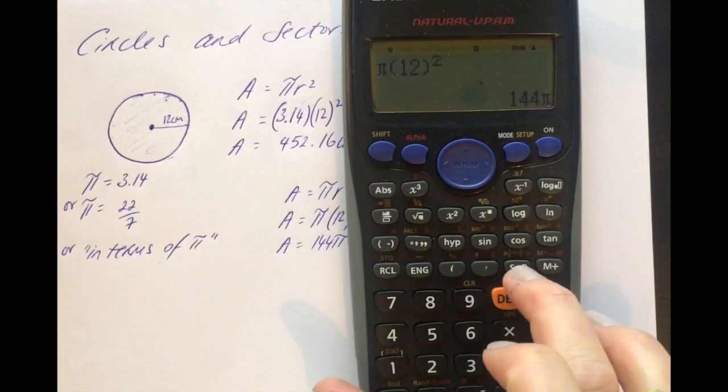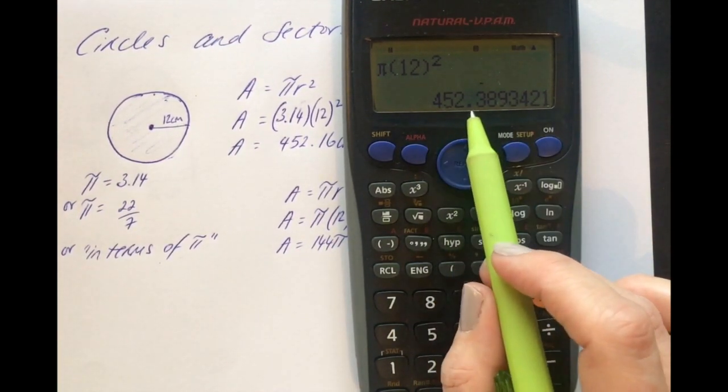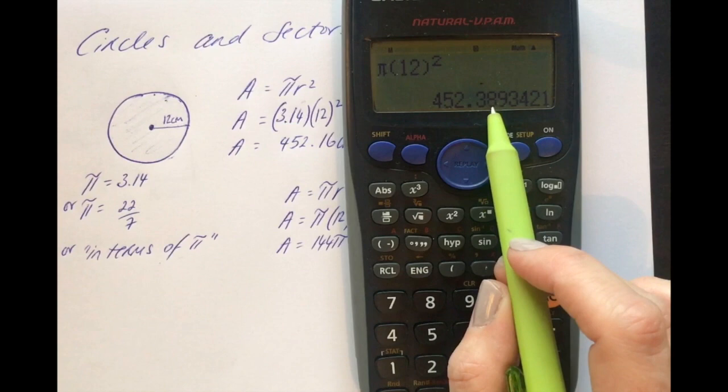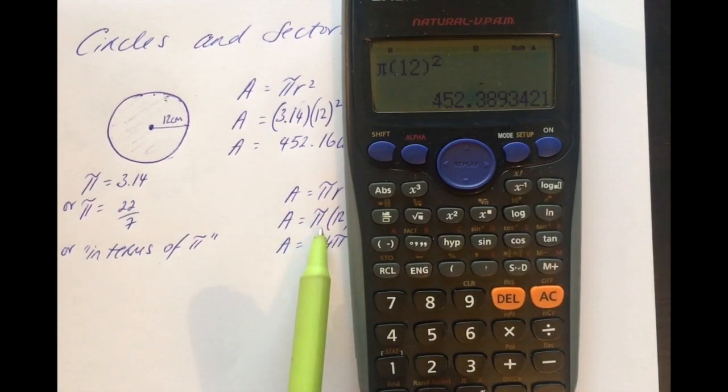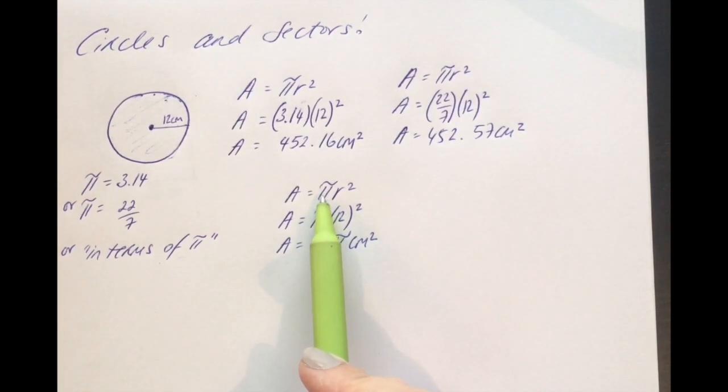And it is close to what I have already. If I press the S to D button, you'll see that it is equivalent to 452 point, and again slightly different on the decimal places because it's another approximation. Pi is the closest one. All right, that's going to give you the most accuracy.